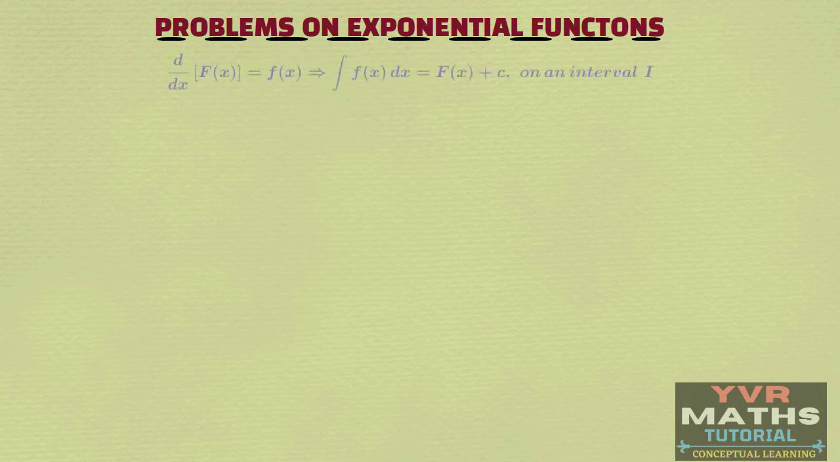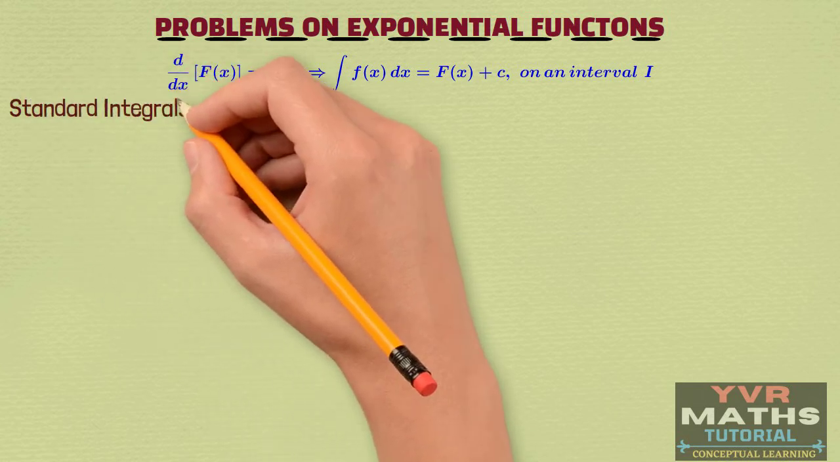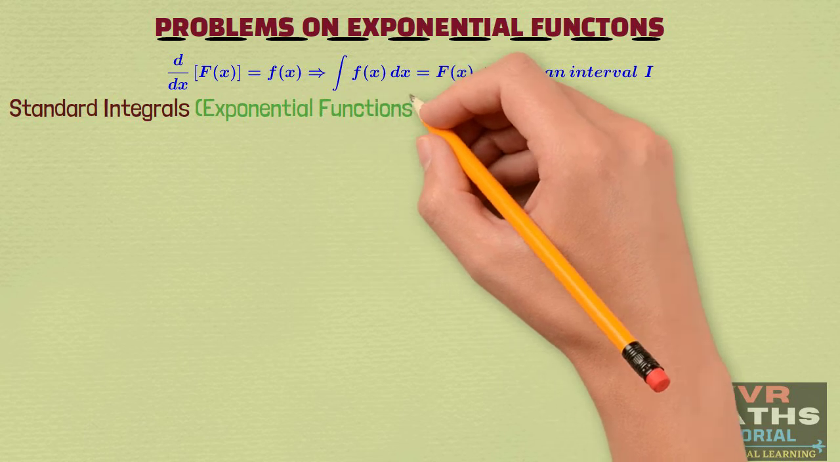First of all, what is the fundamental rule? See here, d by dx of capital F of x is equal to small f of x. Then capital F of x is called antiderivative of small f of x. This can be written as integral small f of x dx is equal to capital F of x plus c on an interval I. Based on this fundamental rule, I will give you some standard integrals of exponential functions.